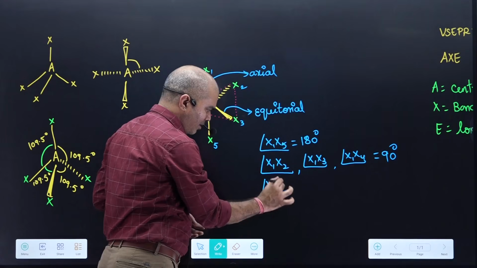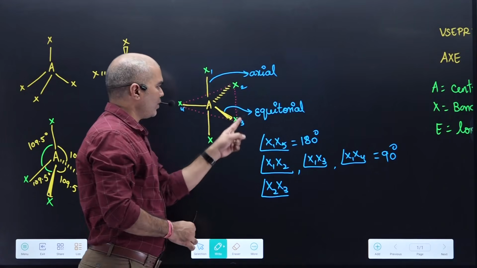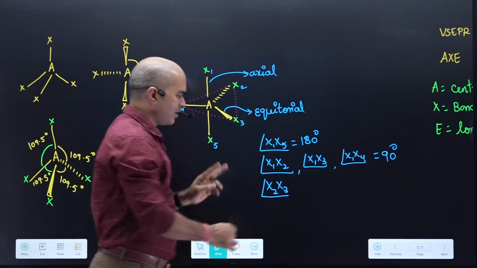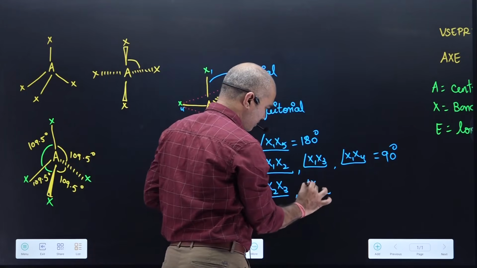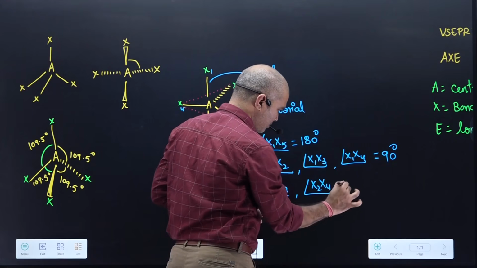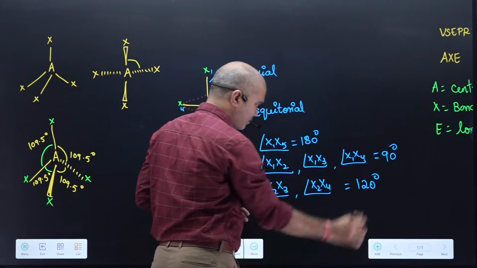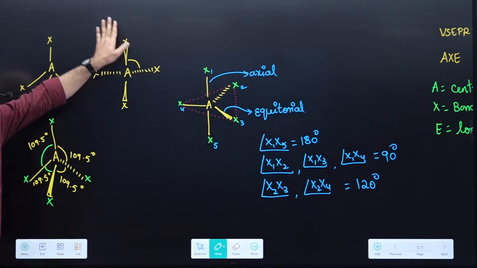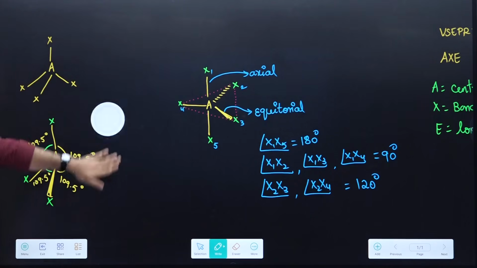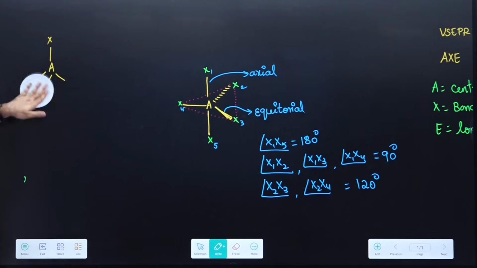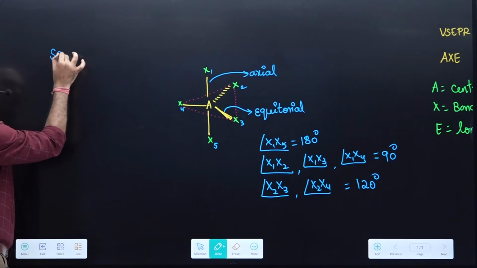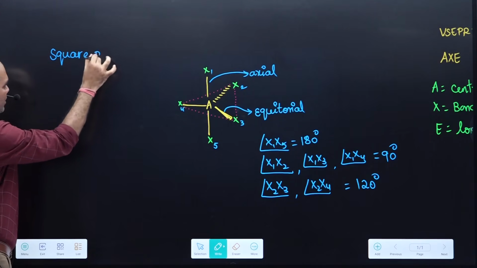Between x2 x3, between 2 and 3 or 3 and 4 or 4 and 2, 120 degree. Bond angle is 120 degree. Between 2 3 or 3 4 or 2 4, the bond angle is 120. So three different bond angles, and the ligands are called axial ligands and equatorial ligands. That is called trigonal bipyramidal geometry.